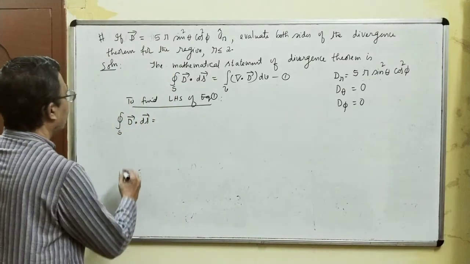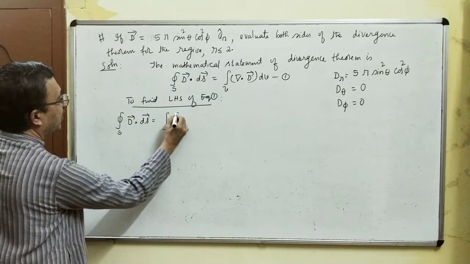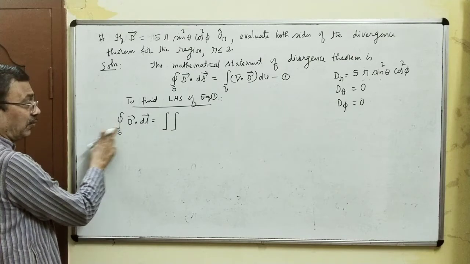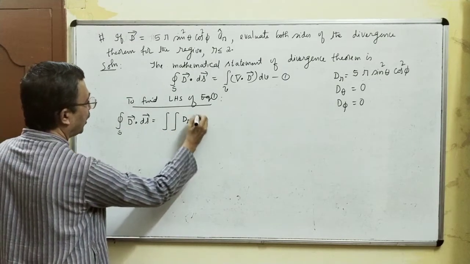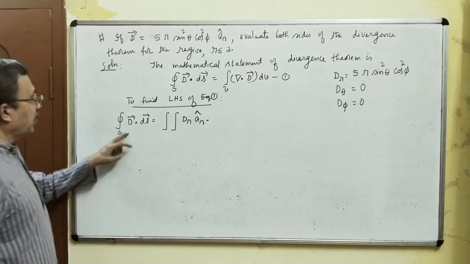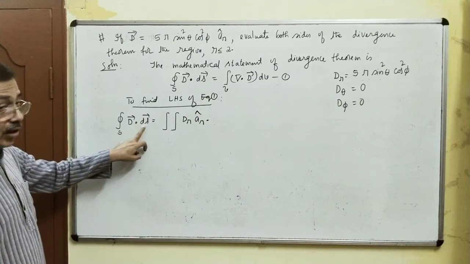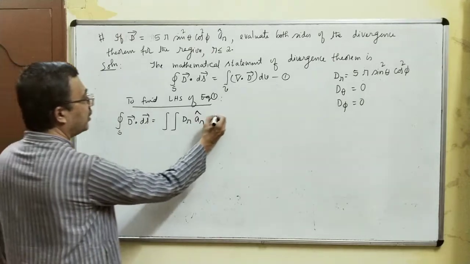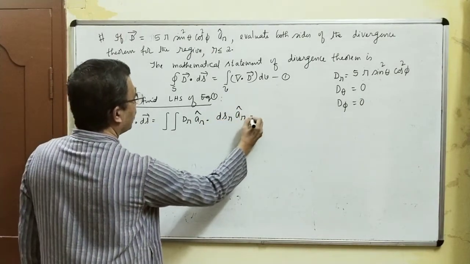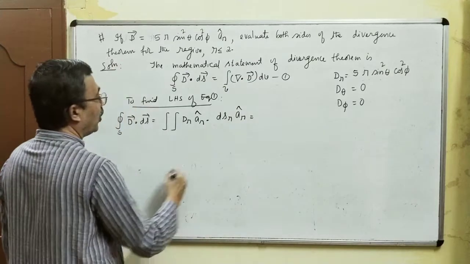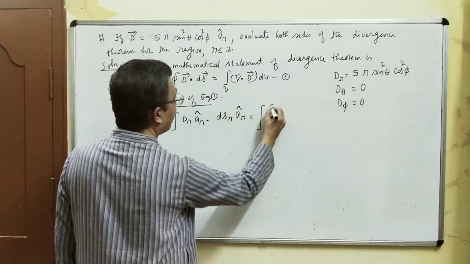So, what is vector D? Surface integral is always a double integral. Vector D is Dr into AR cap. Whatever unit vector vector D has, vector ds also must have the same unit vector. So it is dsr into AR cap. AR cap dot AR cap is 1. So this is a double integral.